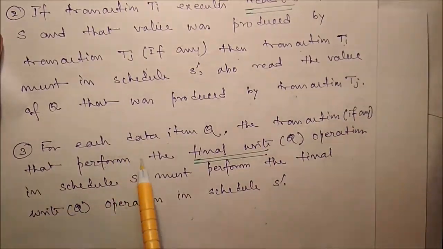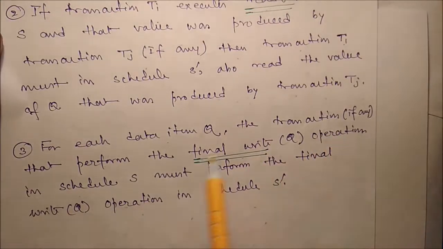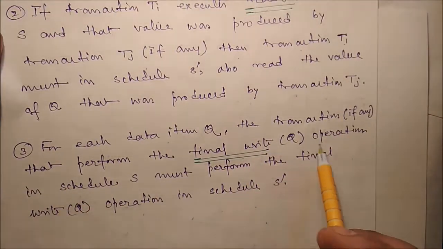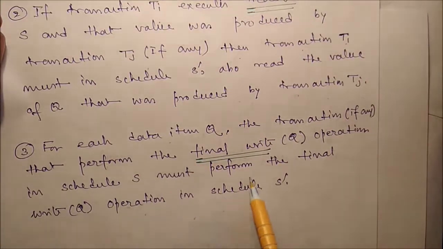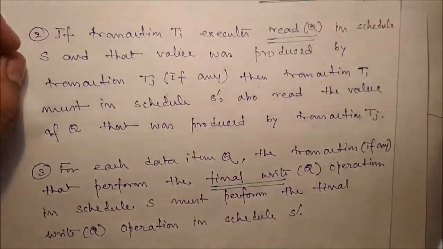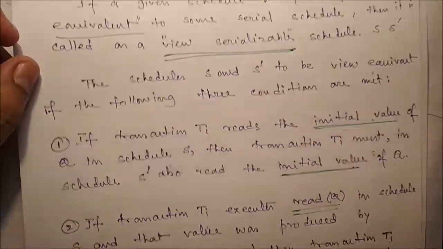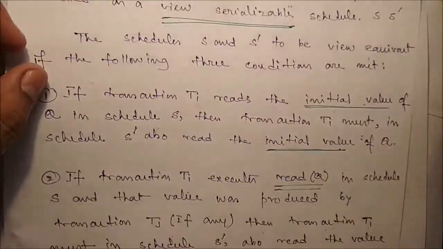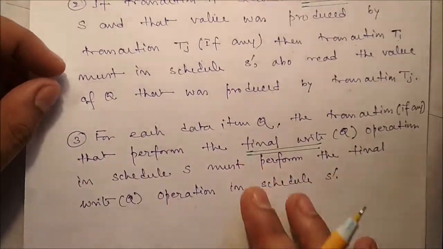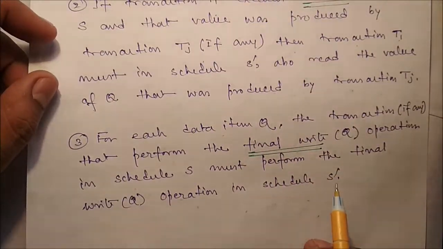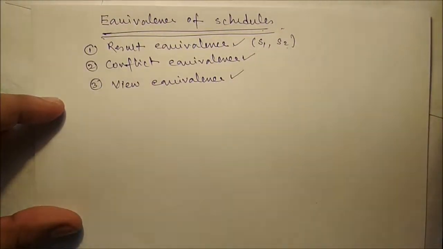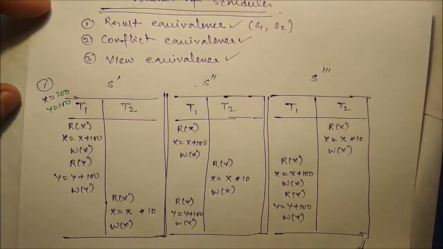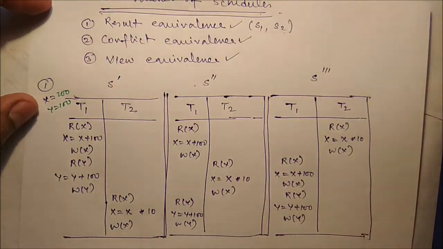And finally, for each data item Q, the transaction, if any, that performs the final write Q operation in schedule S must perform the final write Q operation in schedule S dash. We have already discussed view equivalence in detail in the previous video. You can watch our previous video on view equivalence and view serializability. Now see an example of result equivalence. Okay, now we can see one simple example of result equivalence.